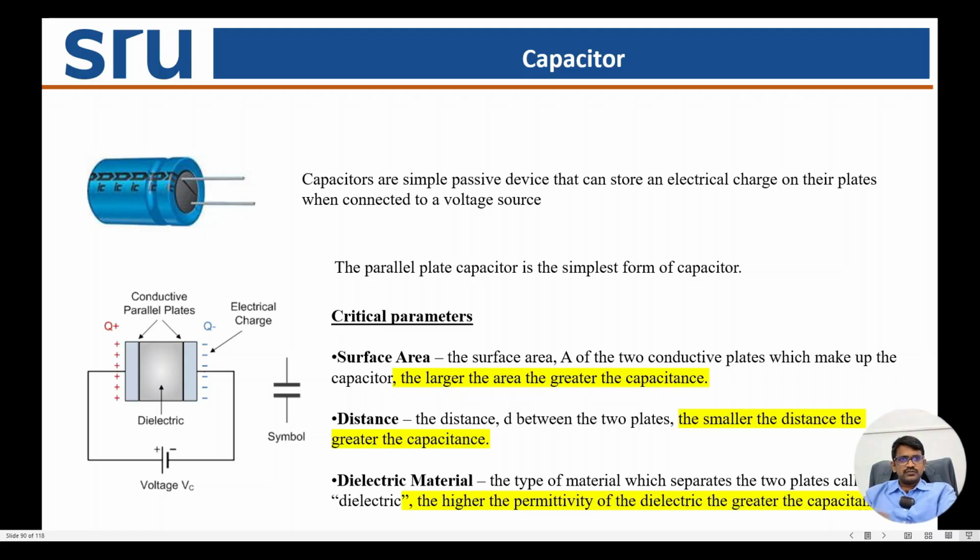So it depends on three things. One is surface area: the bigger the plates, the higher the capacitance. Distance: if the plates are closer to each other, then the capacitance will be high. And the third one is the dielectric. So this is about the parallel plate capacitor.